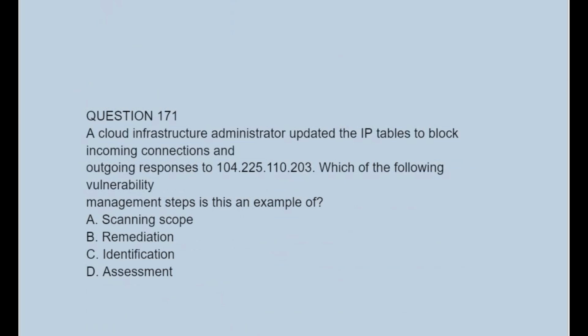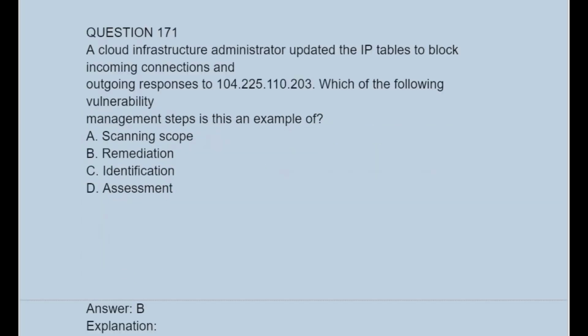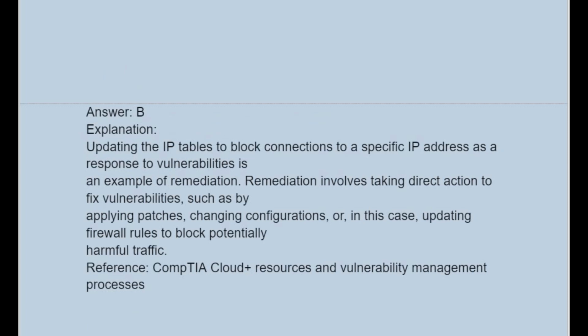Question is, a cloud infrastructure administrator updated the IP tables to block incoming connections and outgoing responses to 104.225.110.203. Which of the following vulnerability management steps is this an example of? Option A scanning scope, Option B remediation, Option C identification, Option D assessment. Correct answer is option B.